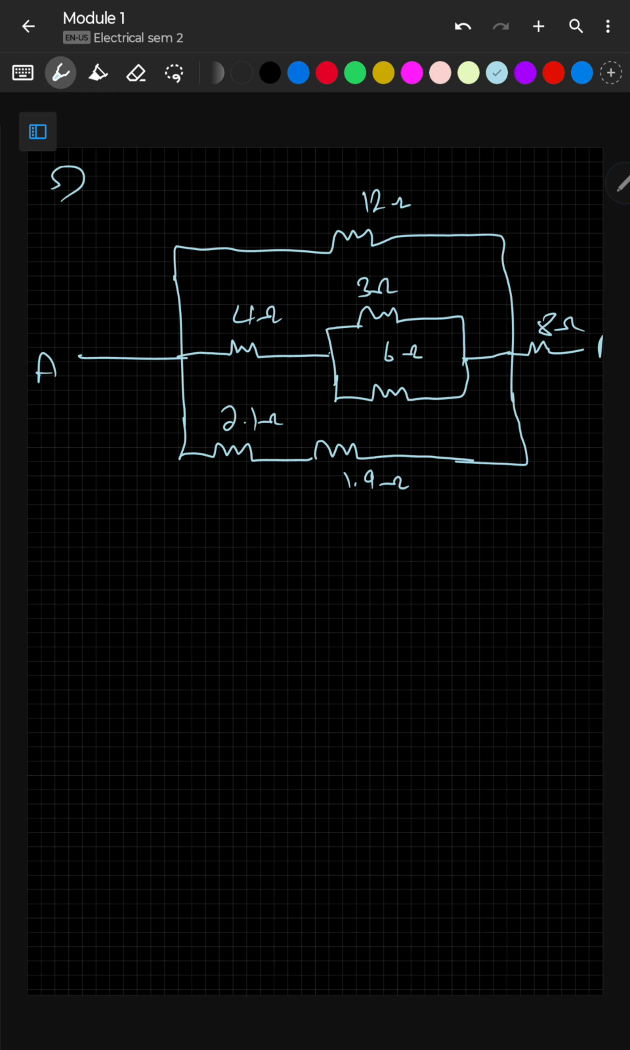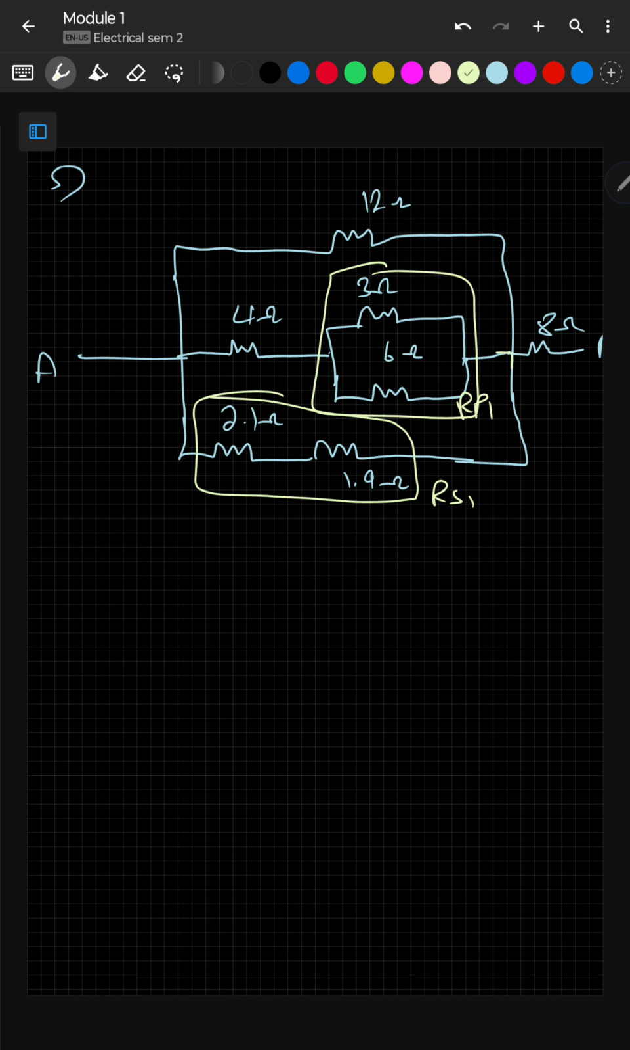Let's solve this. I can directly see that here I have 1. Remember, we cannot take this and this because there's a branching here, so this again won't be counted as series. So I'll do this first, RS1, and simultaneously I can also do this one as RP1. So RS1 will be 2.1 plus 1.9, which gives me 4 ohms. And RP1, 3 into 6 by 3 plus 6, 18 by 9, that is 2 ohm.